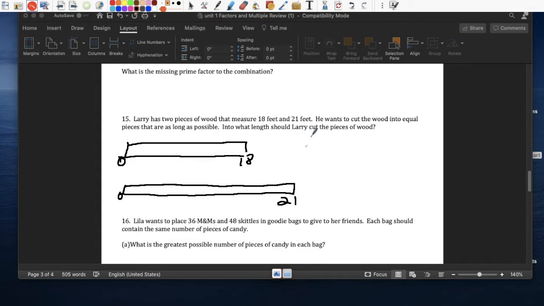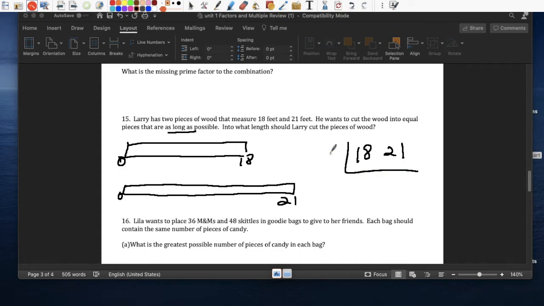All right, so he wants to cut the wood in equal pieces that are as long as possible. So what's the longest size piece that I can cut each of them? So every piece is the same size. Well, this is a least common, no, greatest common factor, sorry. As long as possible, right? So we want the greatest piece possible. So here's 18 and 21.